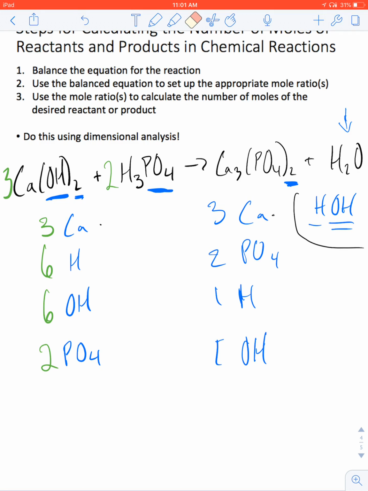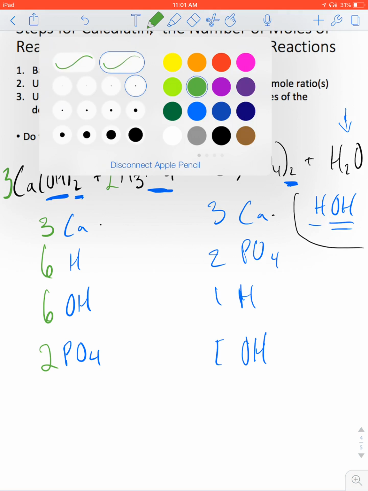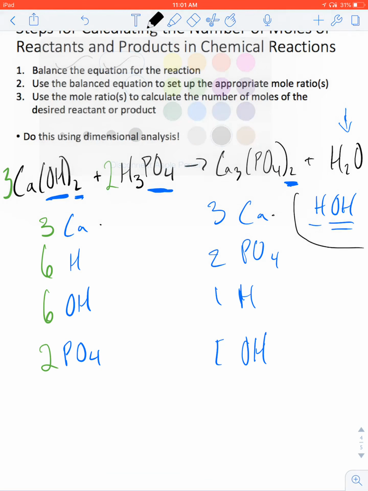Okay, so now we've balanced the calcium, right? So that's good. And phosphates. The only thing left unbalanced are hydrogens and oxygens. Now, on the left side, we have 6 hydrogens, 6 hydroxides, and 6 hydrogens. On the right side, we only have 1 of each.